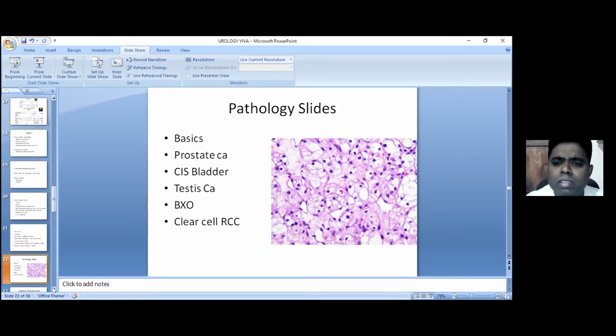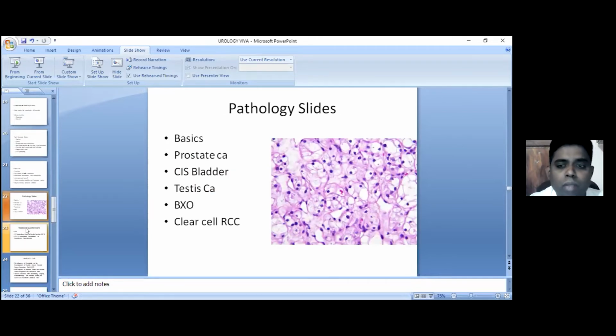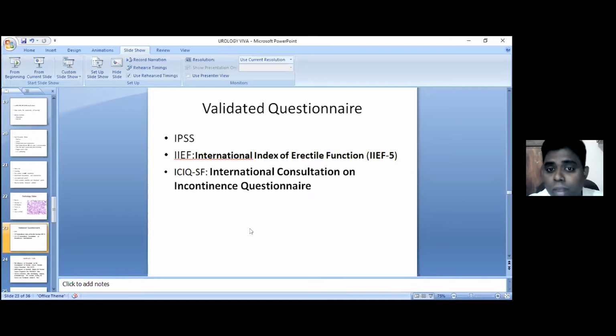So what do you think? This is a histology you received from the pathologist. Because we are not pathologists, that's clearly yes, but we have to understand some basic pathology. They think that we have to know some basic pathology, right? So we have to know about slides, and we have to know about validated questionnaires.